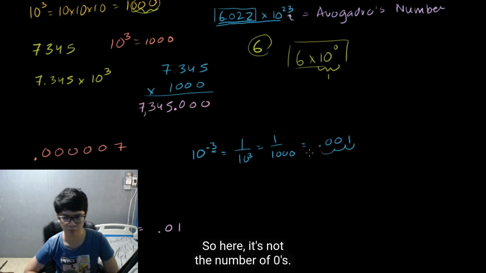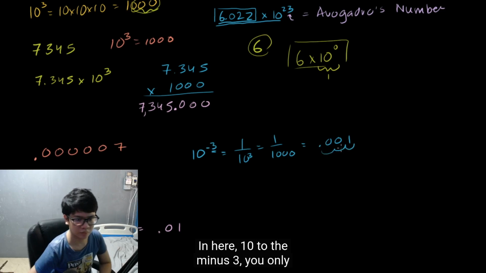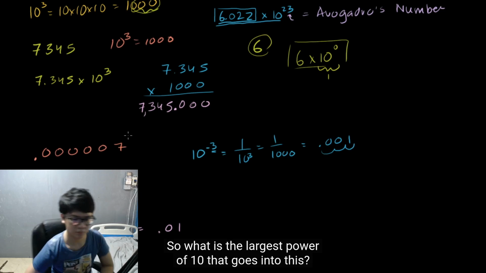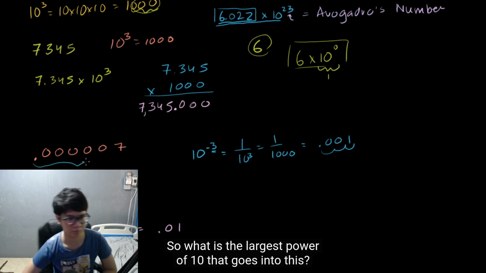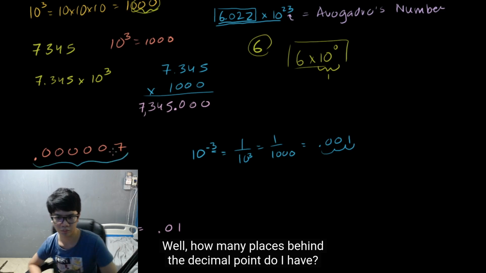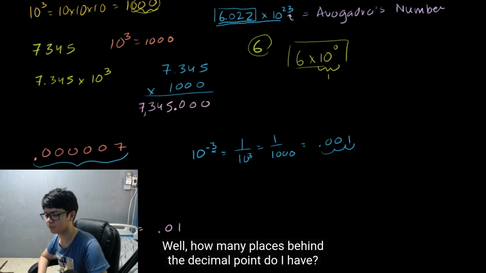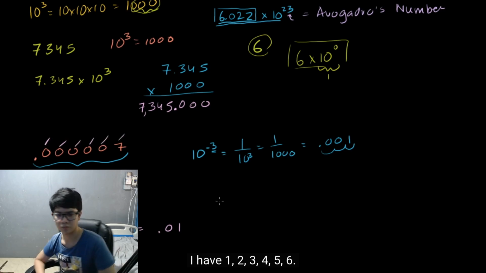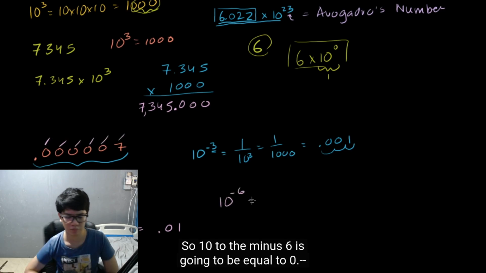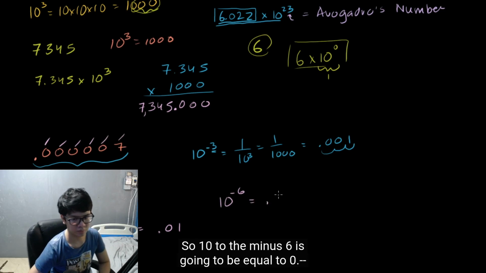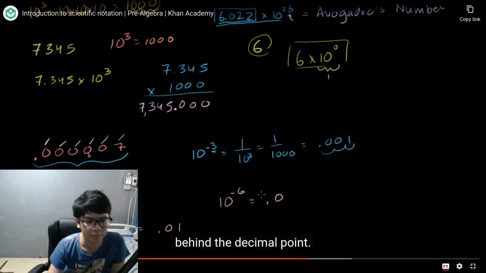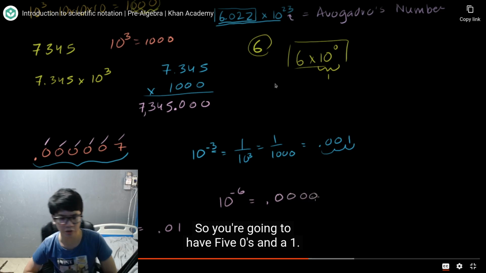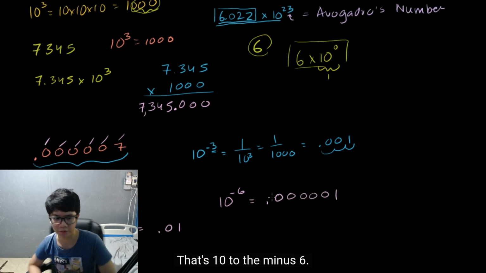So here, it's not the number of zeros. Here, it's 10 to the minus 3. You only have 2 zeros. We have 3 places behind the decimal point. So what is the largest power of 10 that goes into this? Well, how many places behind the decimal point do I have? I have 1, 2, 3, 4, 5, 6. So 10 to the minus 6 is going to be equal to point, and we're going to have 6 places behind the decimal point, and the last place is going to be a 1. So you're going to have 5 zeros and a 1. That's 10 to the minus 6.